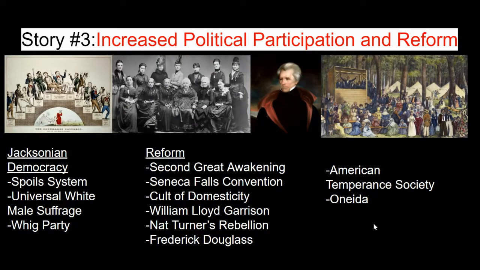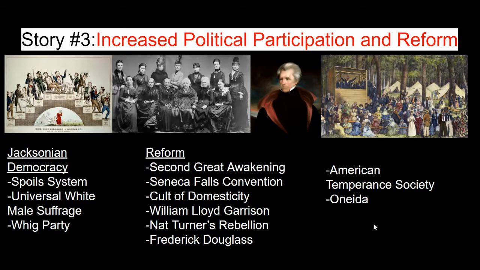And then the final story is the increased political participation by more members of society, and then the first major period of reform. Remember, you only have reform in the United States when a country is at peace and has prosperity. And this is a huge time period from 1800 to 1848, with the exception of the War of 1812. We have no real enemies during this time period. We are growing. We are expanding.